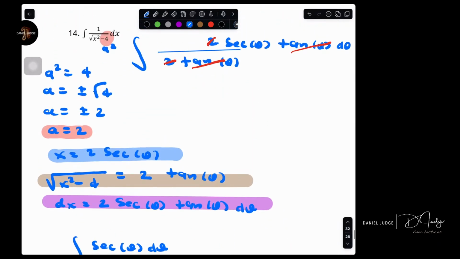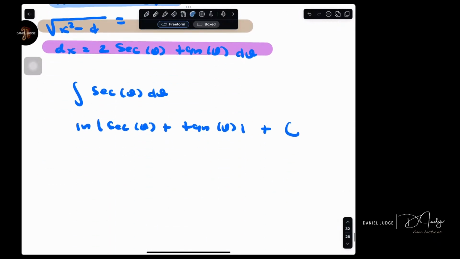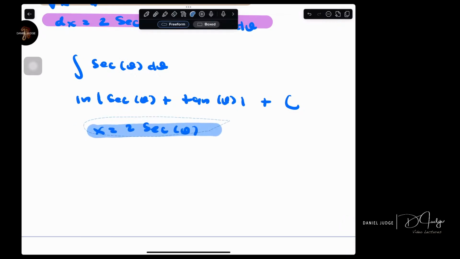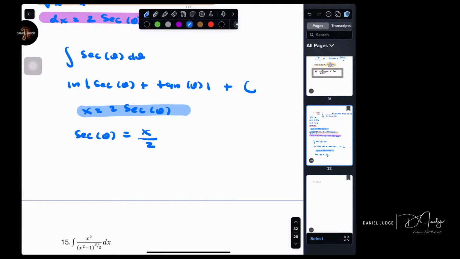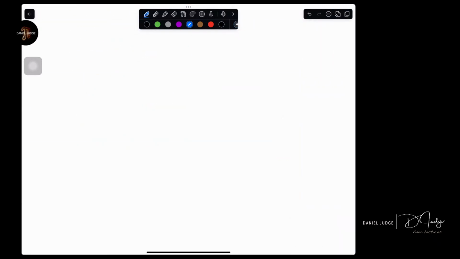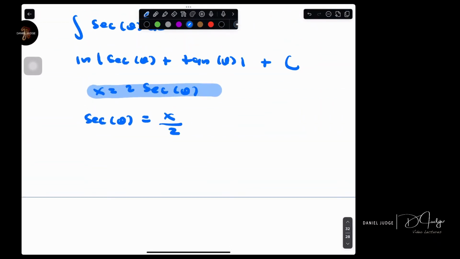Don't forget, x is 2 secant theta, because we're going to have to find out what some of these answers are. If x is 2 secant theta, solving for secant theta, that's really x over 2. So I can replace this portion here with x over 2. However, we have to know what tangent theta is.